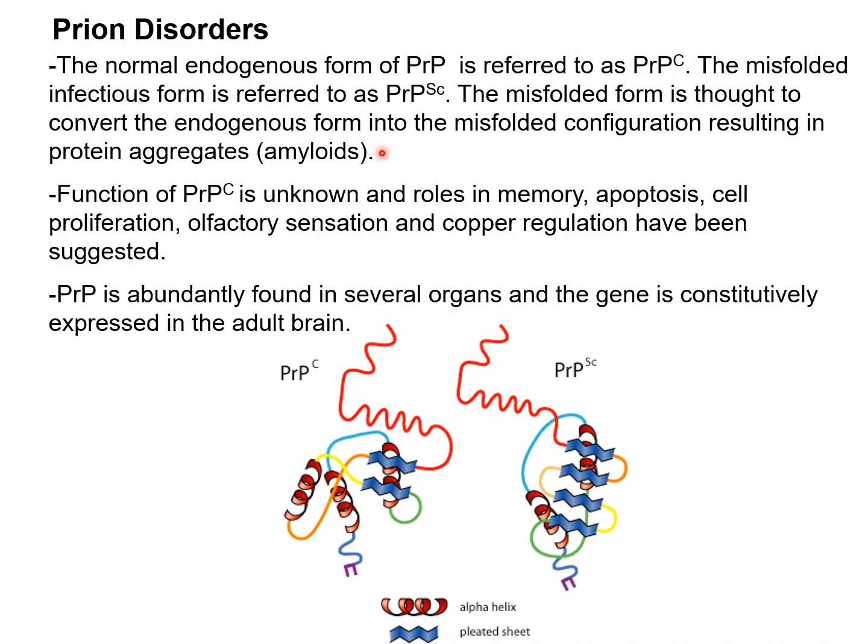Now, although we have PrPSc, PrPC probably has a normal biological function. We don't really fully know what these functions are. There are many roles that have been proposed for it, such as roles in memory, apoptosis, cell proliferation, olfactory sensation, the sense of smelling, copper regulation. All of these have been suggested and studied. So PrP is abundantly found in different organs. It's always, though, expressed in the brain. So in the adult brain, this is constitutively expressed.